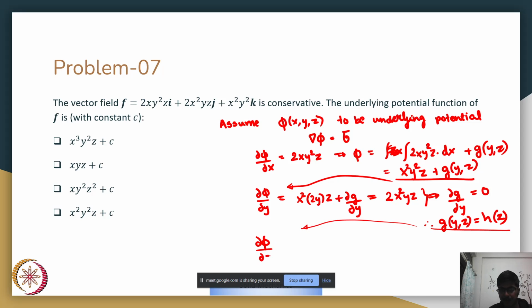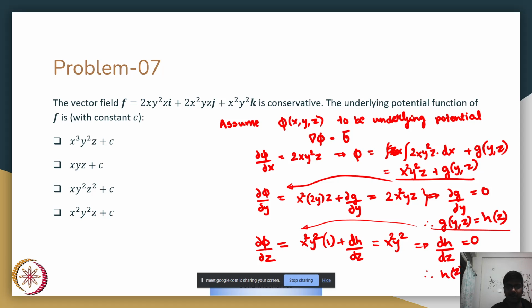And we calculate the partial derivative of phi with respect to z, which turns out to be x squared y squared times 1 plus dh by dz, which is equal to x squared y squared from the problem. Therefore, the partial derivative of h with respect to z is 0, which means that h of z should be a constant. Combining all this information, we end up with phi of x, y, z equal to x squared y squared z plus some constant c. So that is option number D.